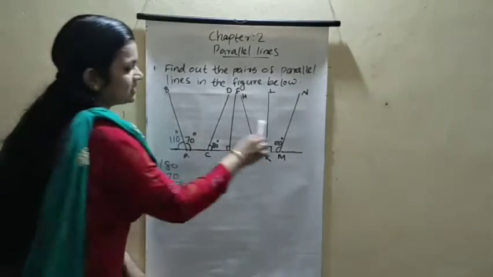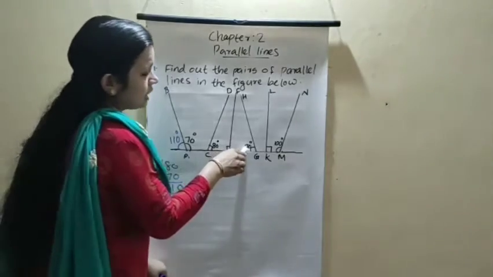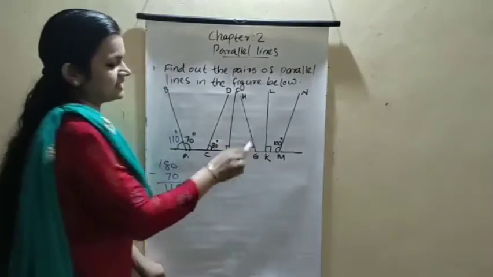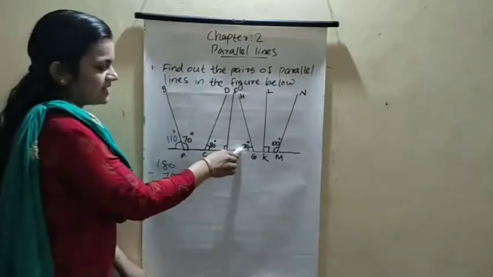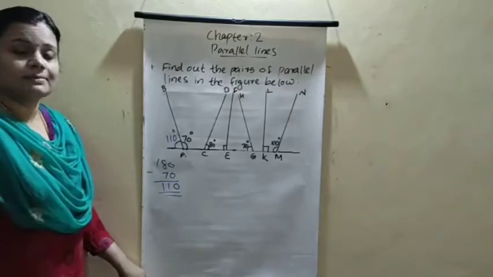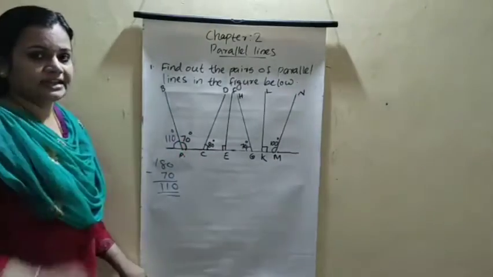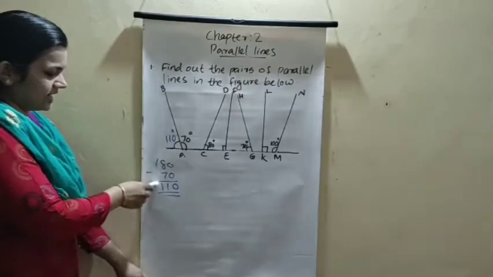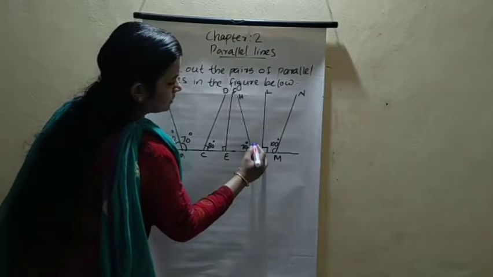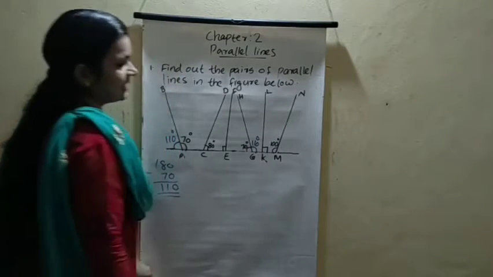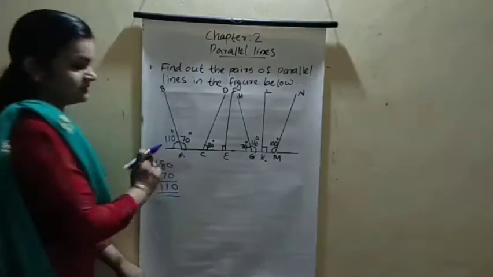Any other lines here? 70 degree, yes, one line is given. The next line is GH. On GH, one measurement is 70 degree. What is the other measurement? This is also a linear pair. Linear pairs make 180 degrees. So we do 180 minus 70. We got 110 degree. This angle is also 110 degree. Understood? So we found the two lines.